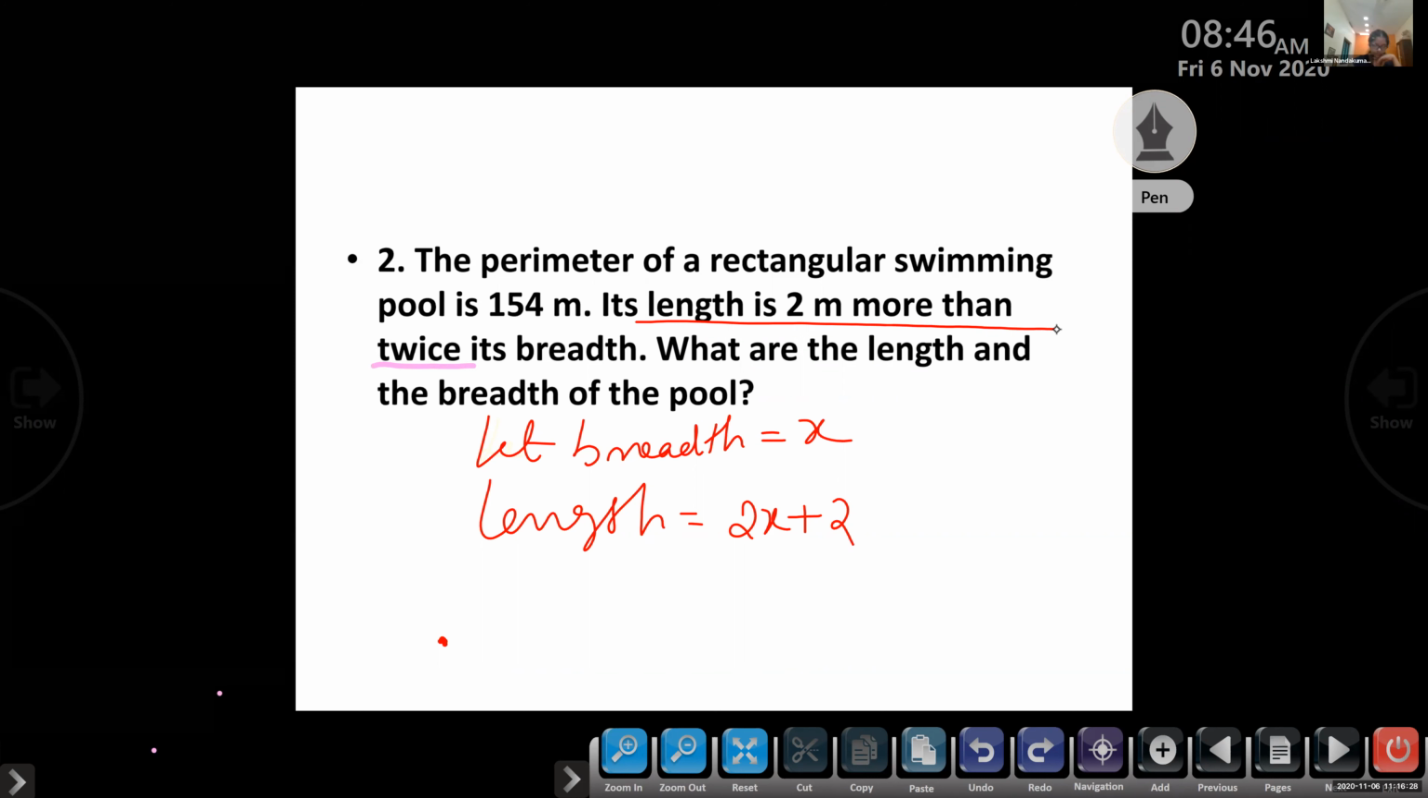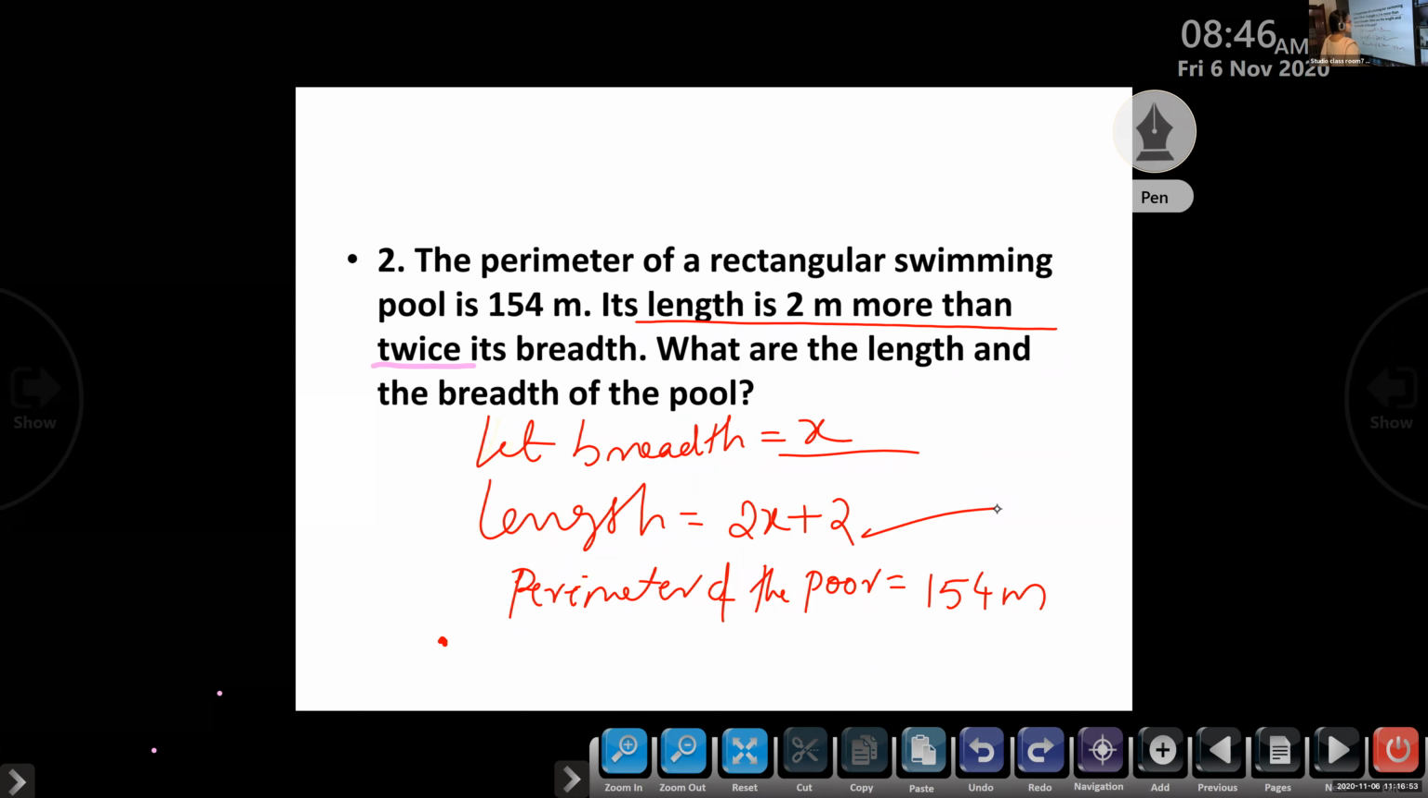Yes, X. And also given that perimeter is 154 meter. Perimeter of the pool is equal to 154 meter. Here we got a length and breadth. So what is the perimeter then? Perimeter is 2 into L plus B.